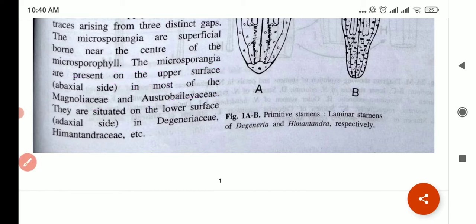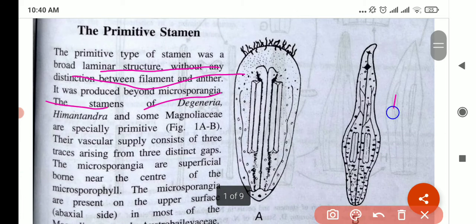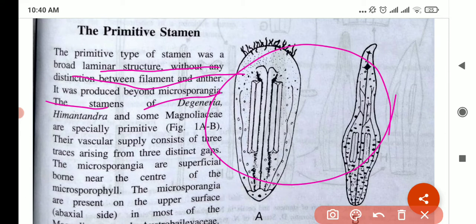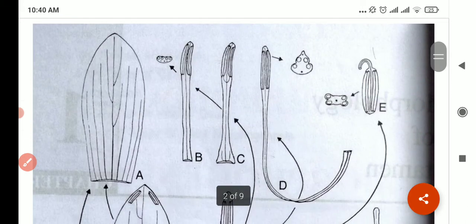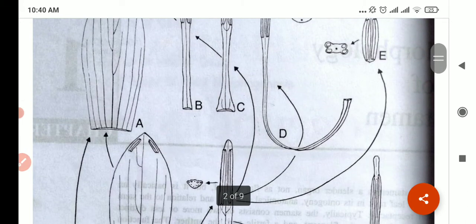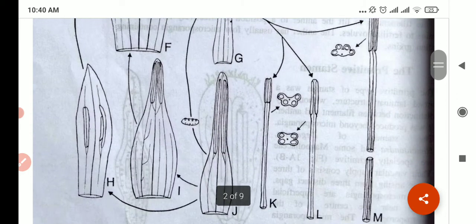So both of these images are almost the same, just the structure of the laminars is different. Okay, so now we come to the evolution part.